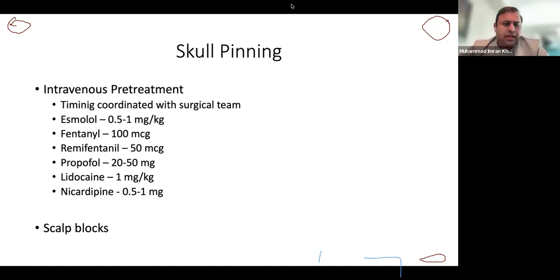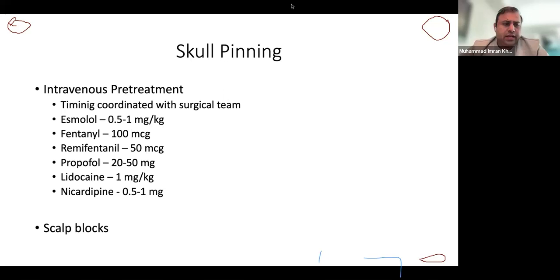So the literature says that these are the things, or a combination of any of these things, you can give to prevent the response to skull pinning. You have to give something for pain, and you have to give something for your hemodynamics, whether it be a beta blocker or alpha-beta blocker or propofol for that matter, along with some kind of an opioid, which gives you the best result.